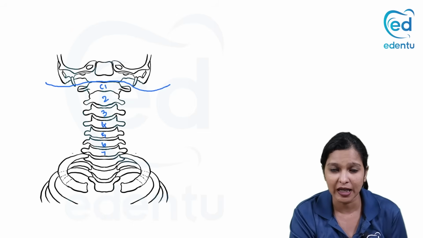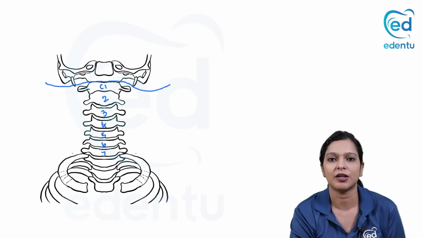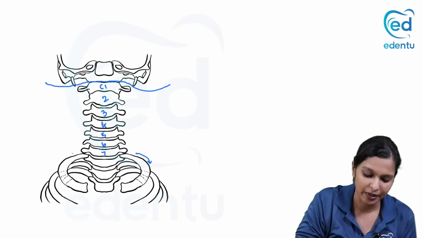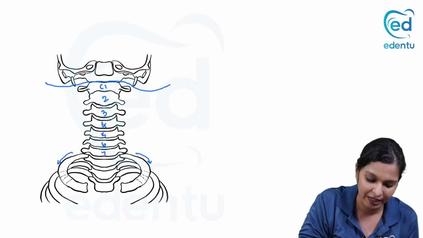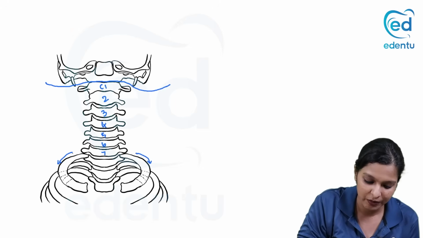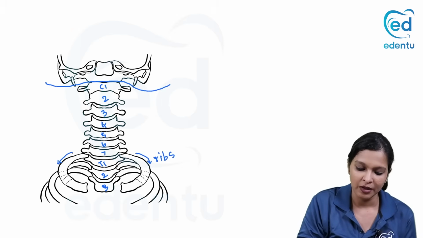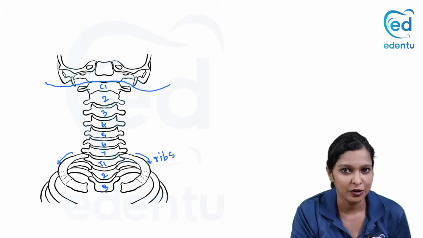The next bone that articulates with the 7th cervical vertebra is the thoracic vertebra. How do you differentiate? Because on the sides there are ribs present. Ribs are seen in the thoracic region, right? So they will articulate with the thoracic vertebrae T1, 2 and 3. And these are the ribs. So this is about the bones that are relevant to this region.